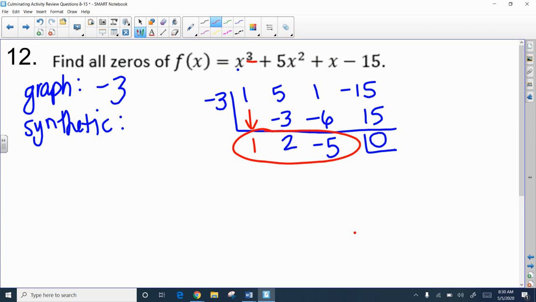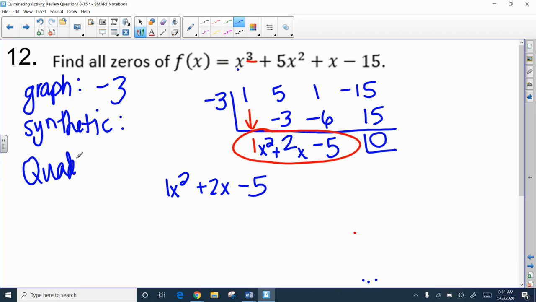And since we started with x cubed, this will go down by 1 power. And this will be x squared. And this will be the coefficient of x, and then 5. So now we have 1x squared plus 2x minus 5. And the third step is once we have a quadratic factor, we can solve using the quadratic equation. So that's what I'm going to do here. This is the A, the B, and the C.